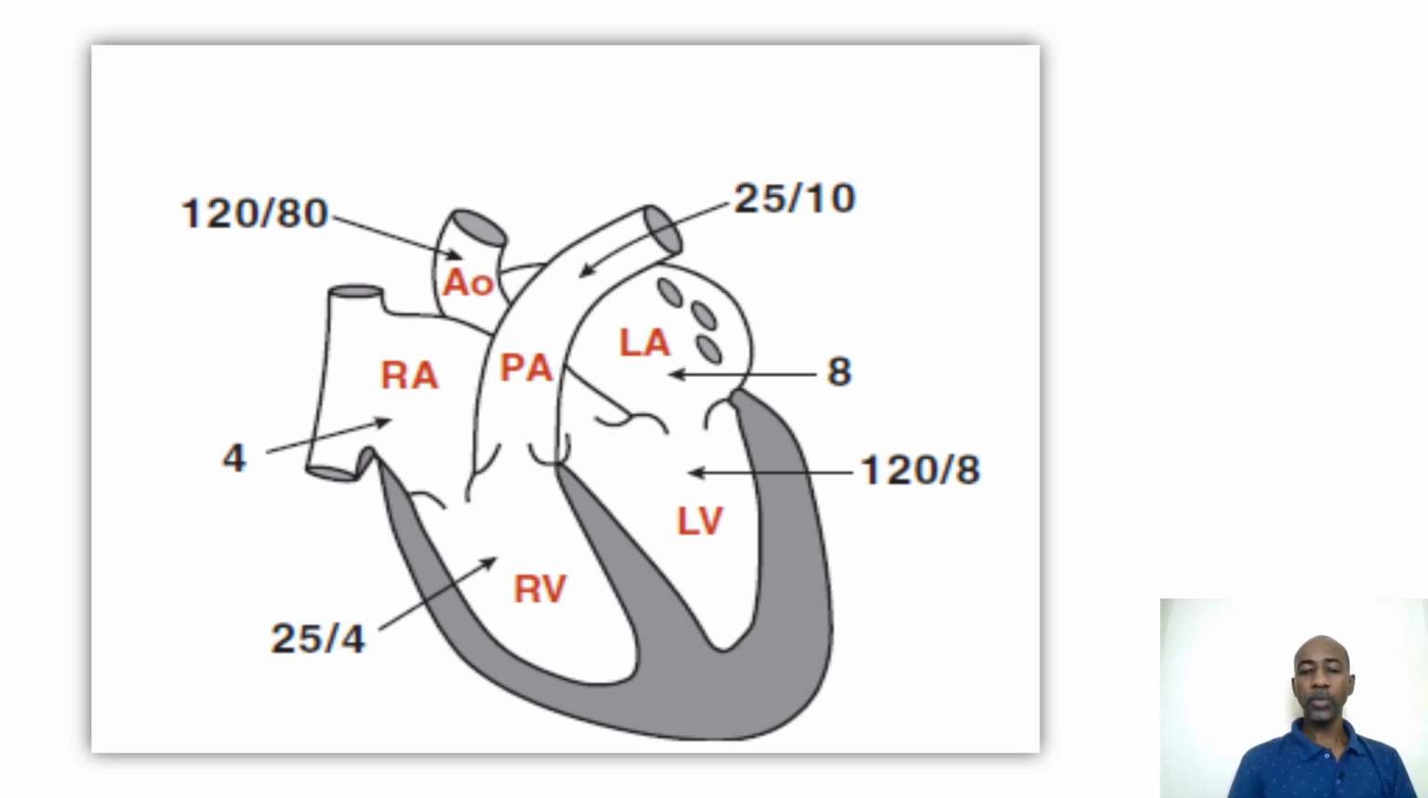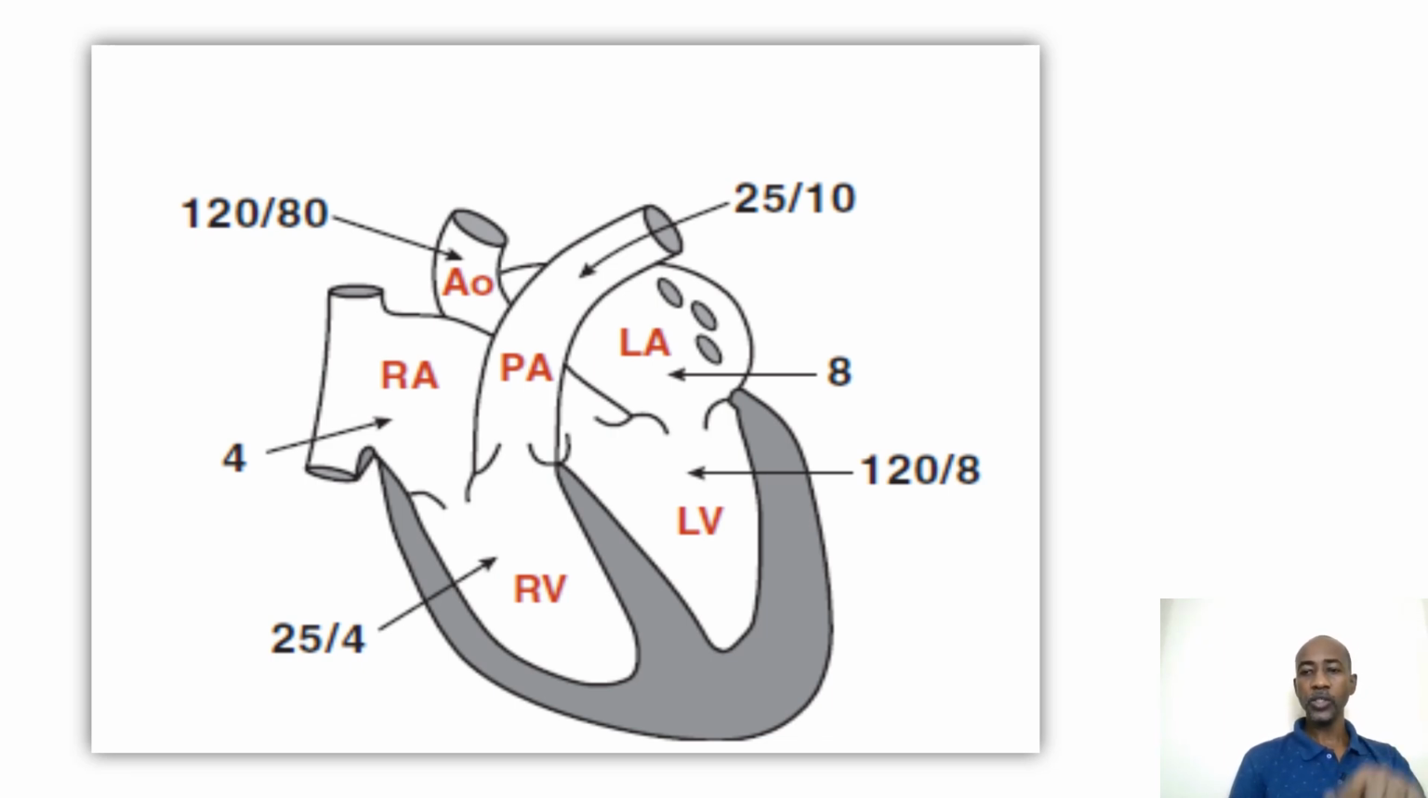Now the blood comes down to the legs and then goes up against gravity and into the superior and inferior vena cava and goes back to the right atrium under the pressure of almost 4, and then it drives into the right ventricle, and the pressure is now increased and is going to pump the volume under the pressure of 25 systolic over 4 diastolic into the pulmonary artery.